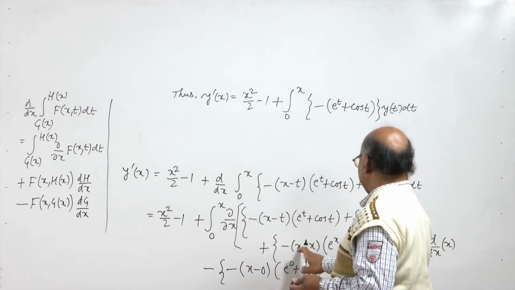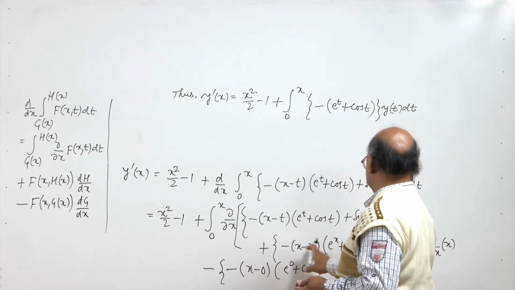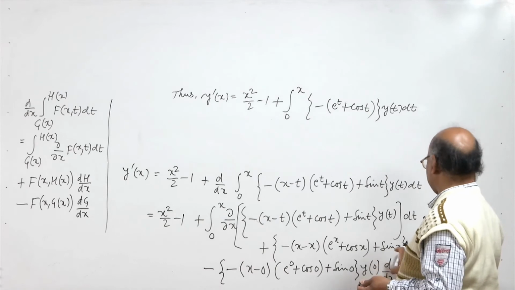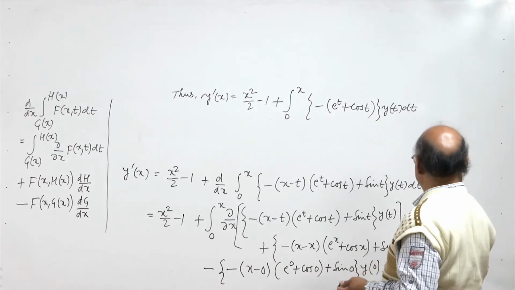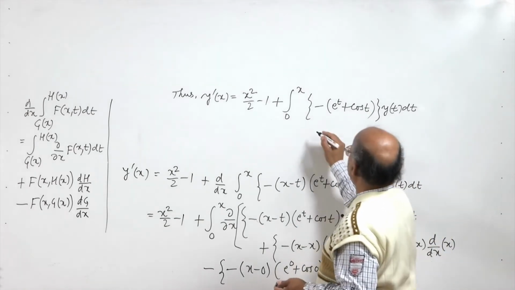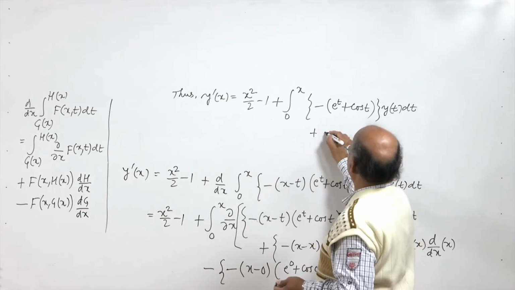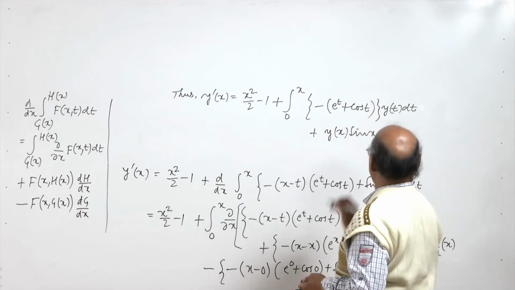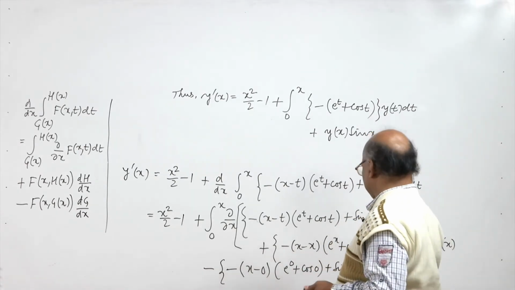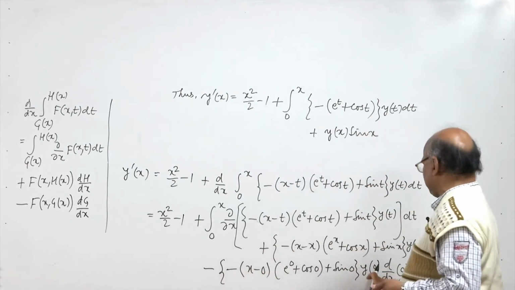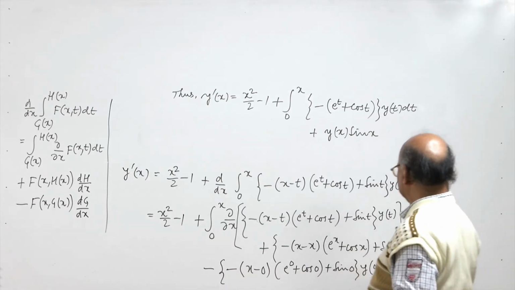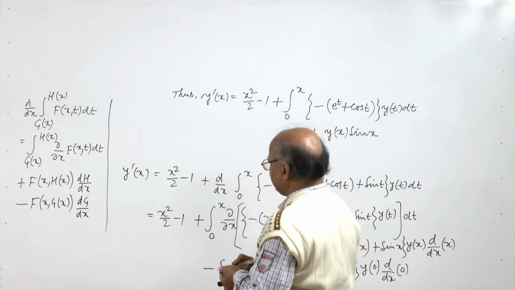And here x minus x is 0, so we are multiplying this thing by 0, and then here we have sin x into y x, derivative of x with respect to x is 1, so we get plus y x into sin x. Here this expression is multiplied by 0 into d0 by dx, d0 by dx is 0, so this whole thing becomes 0. So we get the following.